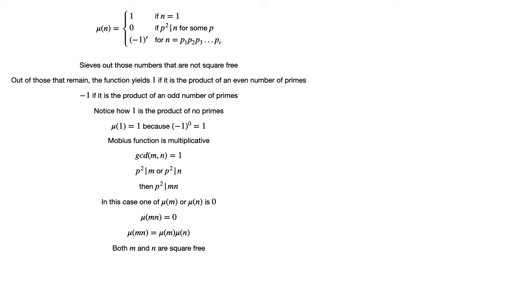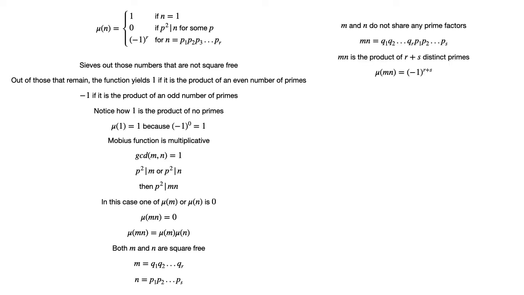So to make further progress, we consider what happens when both m and n are square free. Let m be the product of r distinct primes and n the product of s distinct primes. m and n do not share any prime factors. Therefore, the number mn is the product of r plus s distinct primes, and so mu of mn equals minus 1 to the power r plus s. Mu of m equals minus 1 to the power r and mu of n equals minus 1 to the power s. Again, we see that mu of mn equals mu of m times mu of n. This proves that mu is multiplicative.